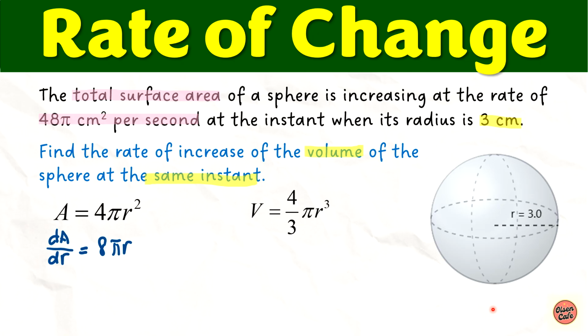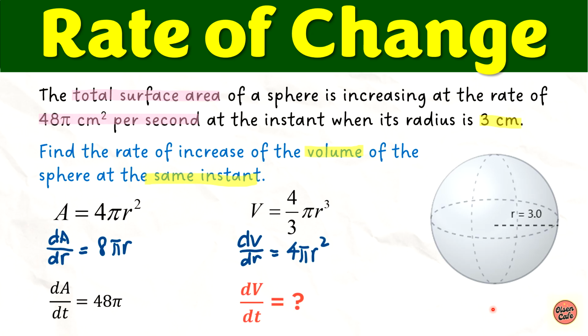I'm going to do the same for volume. So I'm going to differentiate V with respect to r, and again by the power rule, it will give me 4 pi r squared. Now what else is given here? We know that dA/dt is equal to 48 pi, because the rate of increase for area is 48 pi. I'm going to write it down. And what are we going to find? We are going to find the rate of increase of volume, so we are supposed to find dV/dt.